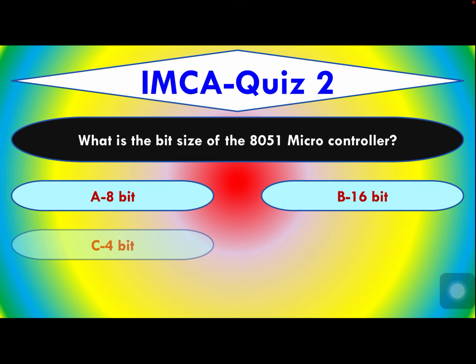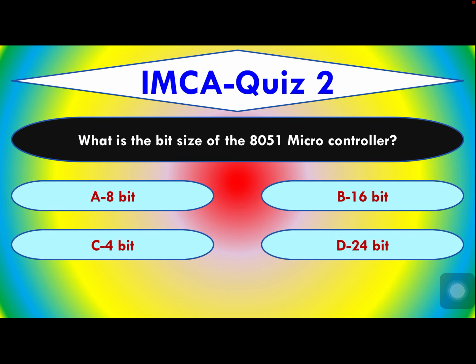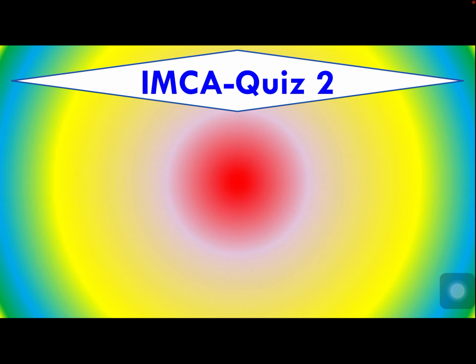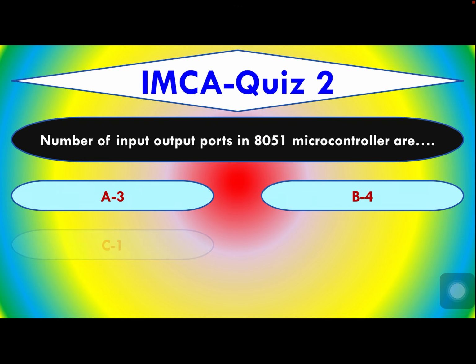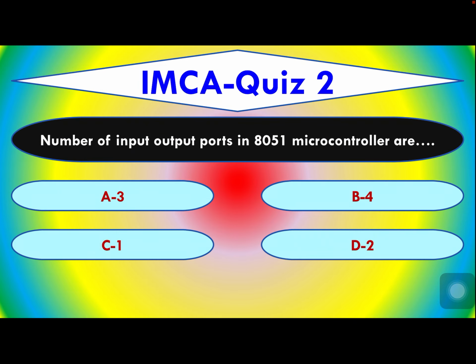Second one, what is the bit size of the 8051 microcontroller? A. 8-bit, B. 16-bit, C. 4-bit, D. 24-bit. The correct option is A. 8-bit. Number of input-output ports in the 8051 microcontroller are A. 3, B. 4, C. 1, D. 2. The correct option is B. 4 input-output ports.